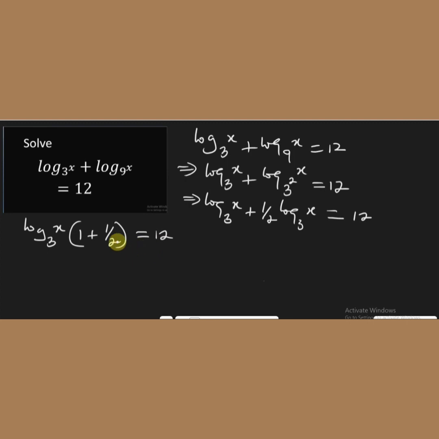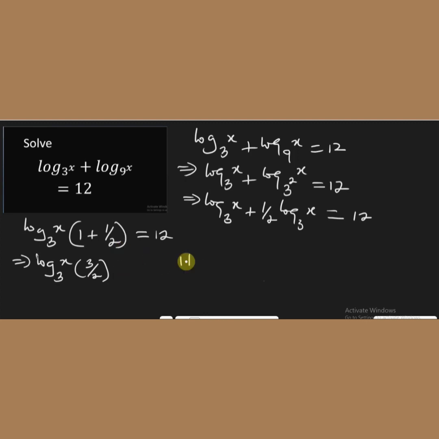So the next thing to do is to add 1 to 1 over 2. This is a fraction. So it's going to give me log 3 raised to the power of x bracket 3 over 2. So let me explain how I got 3 over 2. If you add 1 to 1 over 2, it's going to give you 3 over 2. This is how I did it.